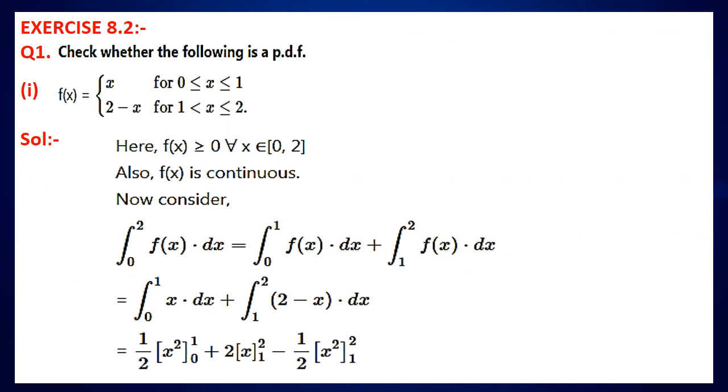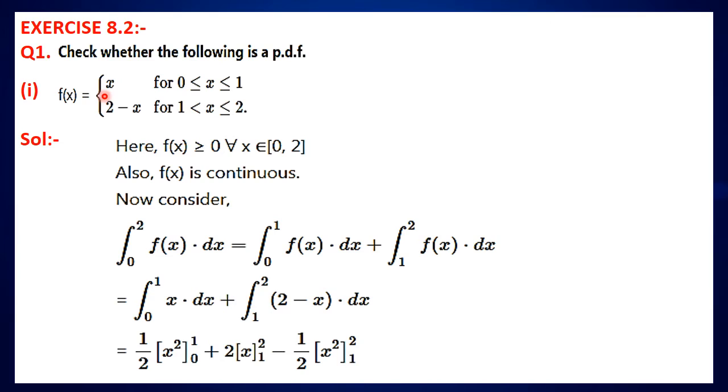Let us solve the sums of exercise 8.2. Question number 1. Check whether the following is a PDF, probability density function. f(x) = x for 0 ≤ x ≤ 1, and f(x) = 2 − x for 1 < x ≤ 2. Here the interval is taken as the closed interval 0 to 2.